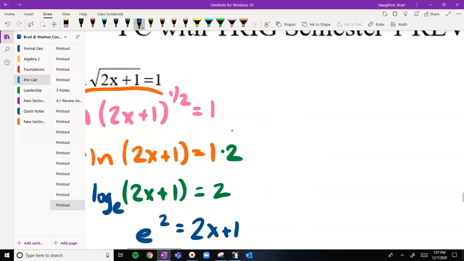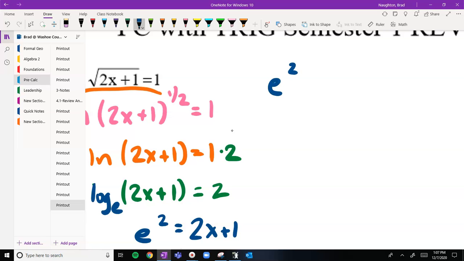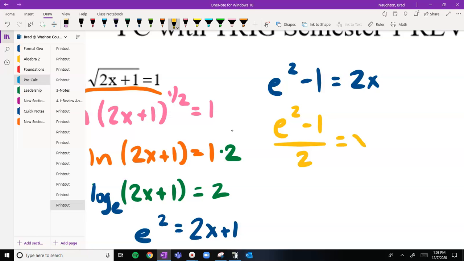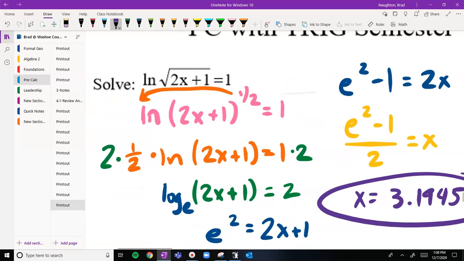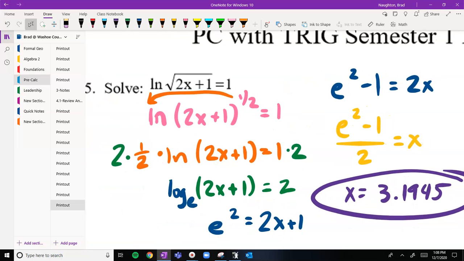And so now we're going to solve that. So e to the 2 minus 1 is equal to 2x. And then when we divide both sides by 2, we're going to get our number. So I just plugged it in the calculator here. I got 3.1945. Yep, there we go. There's our answer. So that's it. The reason why we needed those expanding and condensing rules is to solve this, because it made it so much easier rather than getting this radical there.